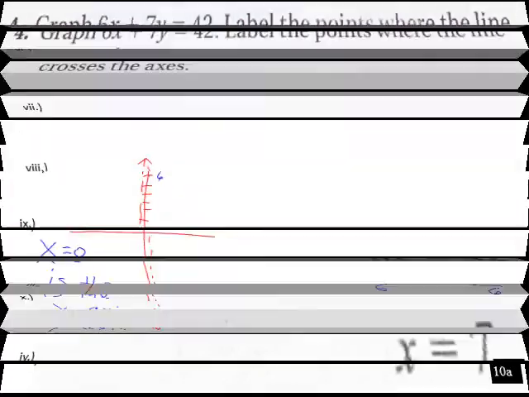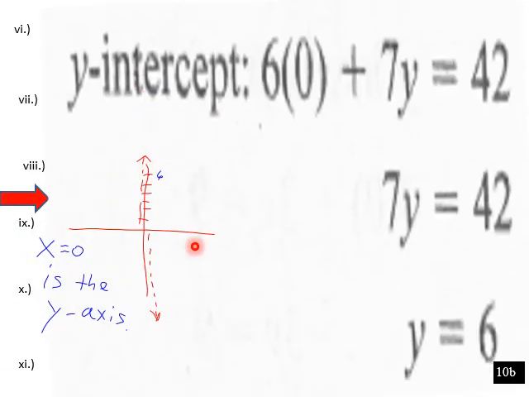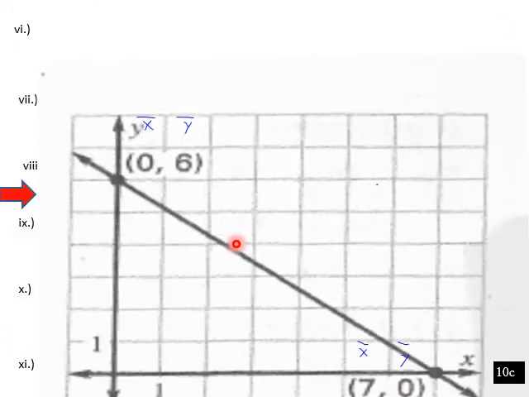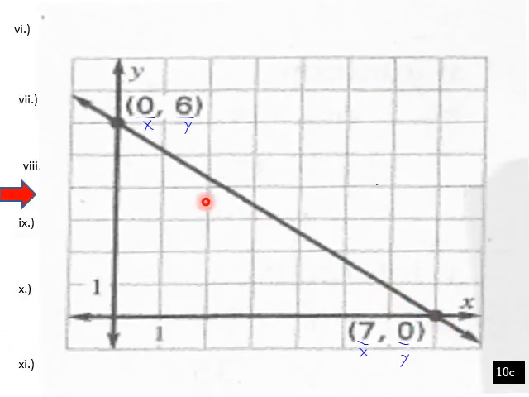Okay, so for this one here, the y-intercept is 6, and then the x-intercept will be 7, is what it looks like. So here are your two intercepts, and on your grid, this is the way you would graph this equation.